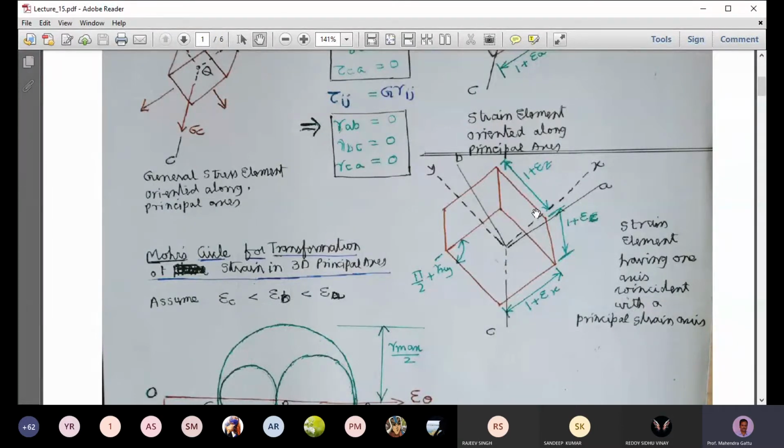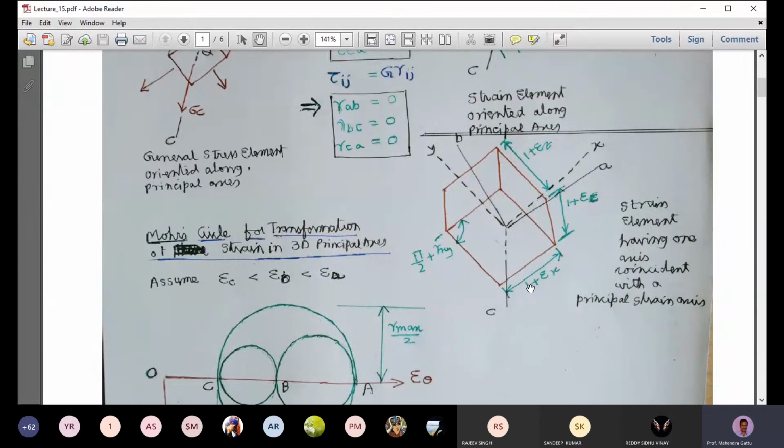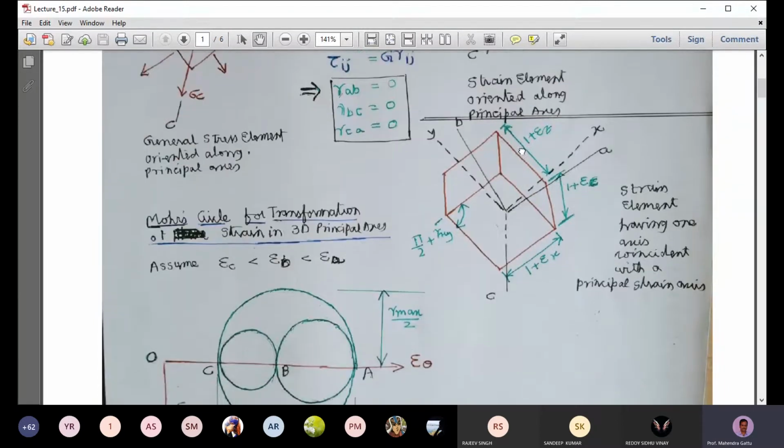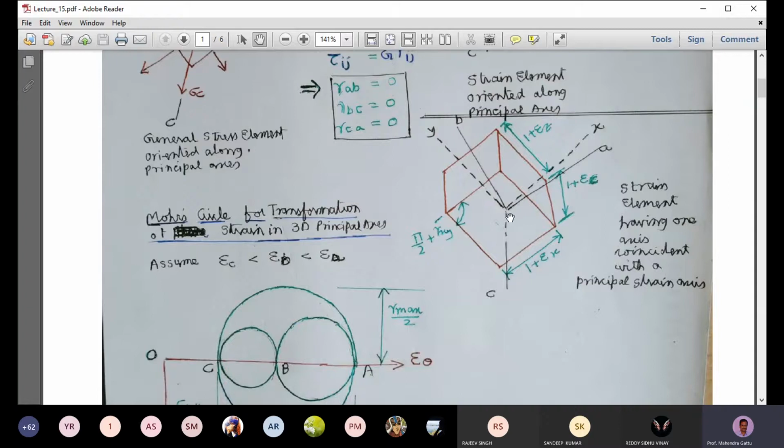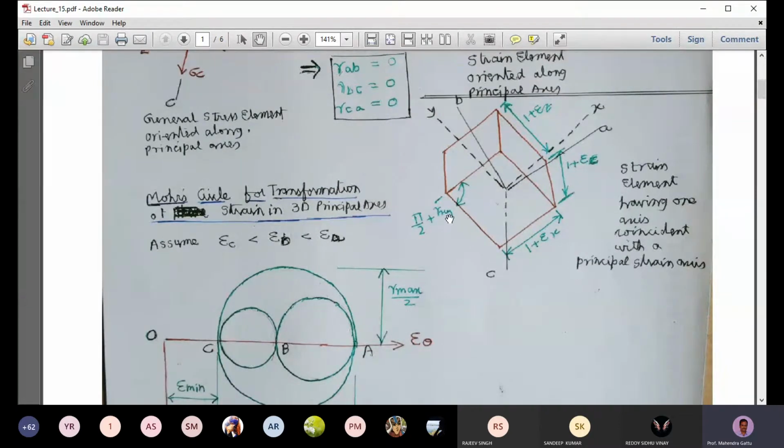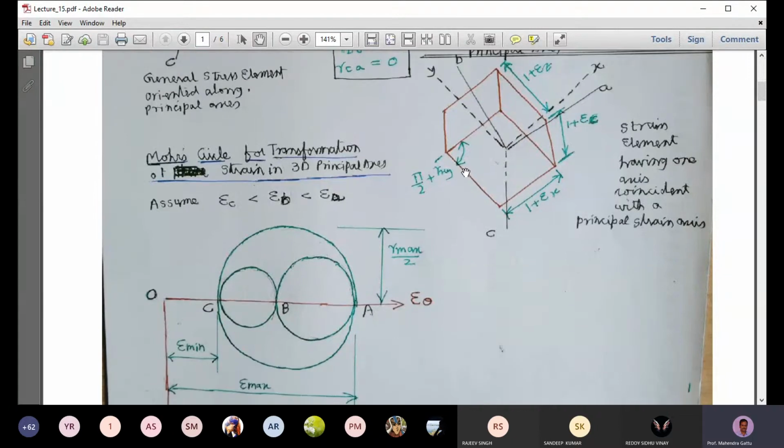Because of the deformation, the lengths of the cube will increase to 1 plus epsilon x, 1 plus epsilon y, and 1 plus epsilon c. Not only that, there will also be some distortion produced in the element, so there will be a change in angle. This change in angle is given by gamma xy, which is the shear strain. Initially the angle is pi by 2, and now it will be pi by 2 plus gamma xy.